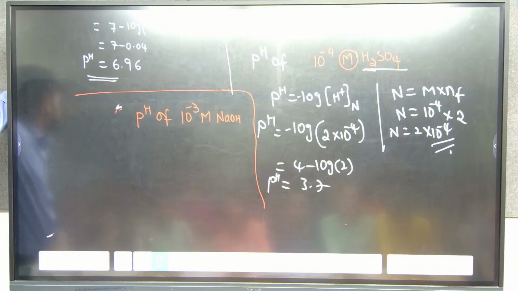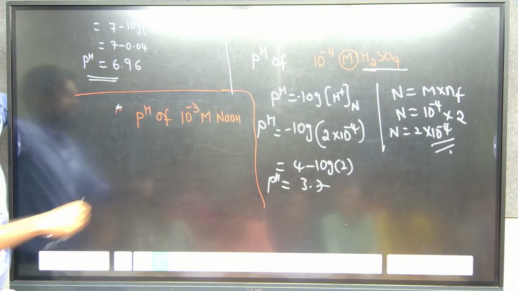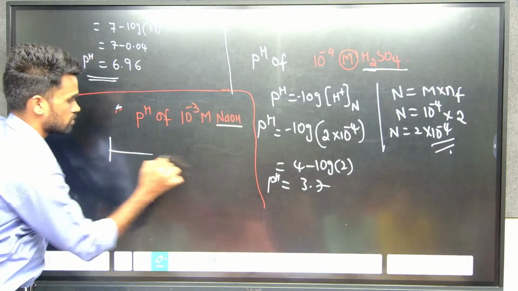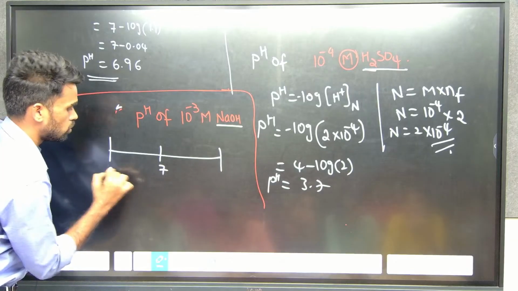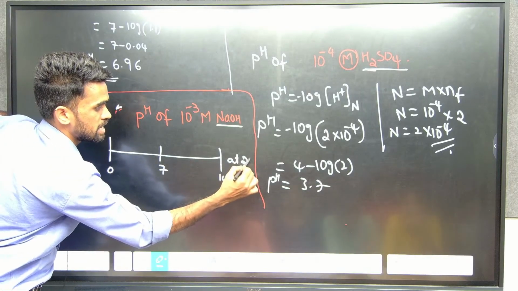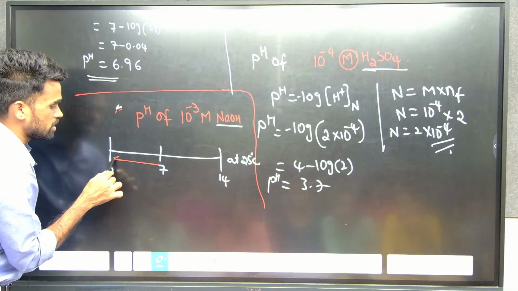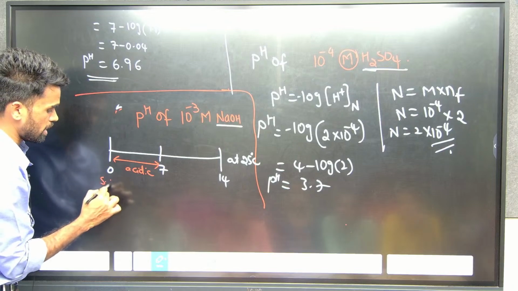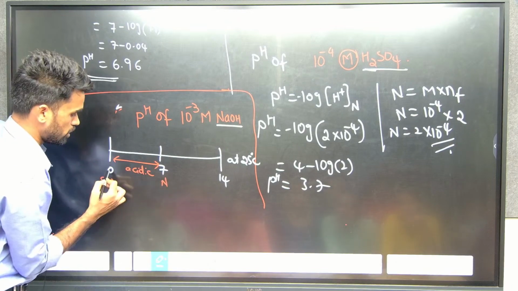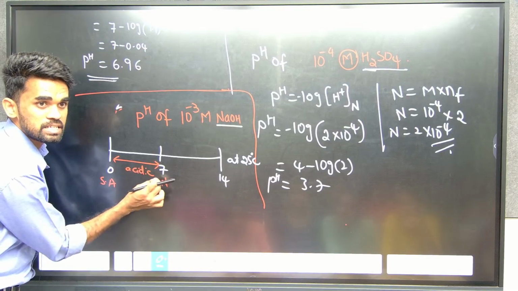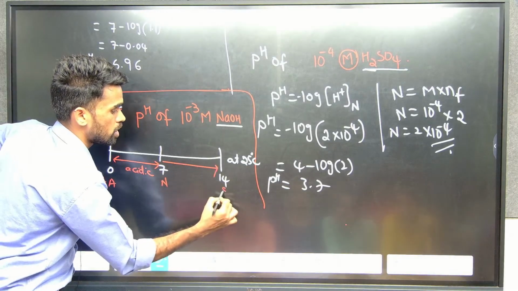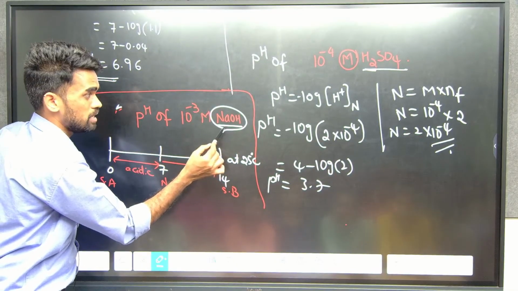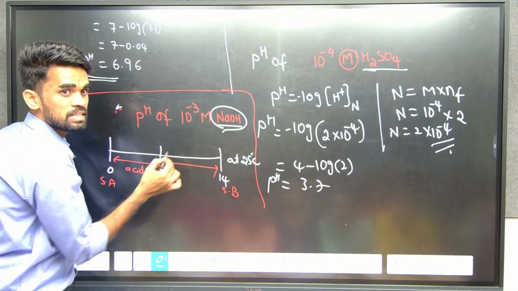pH of 10 power minus 3 molar. Is it base or acid? See, this is 7, this is 0, this is 14 at 25 degrees Celsius. What is this region? Acidic. What is the strong acidic region? This is strong acidic, then neutral. So if we move towards 7, it is weak acidic, and if I move towards 14, strong basic. So NaOH is a strong base, which means the pH value is definitely greater than 7.